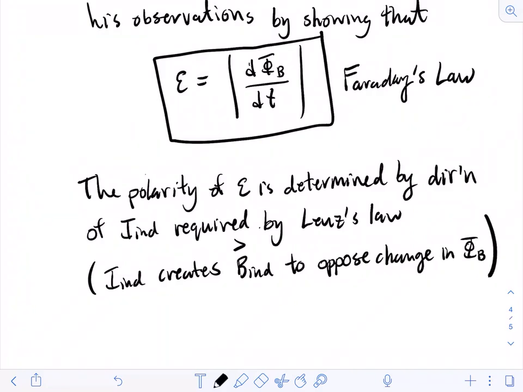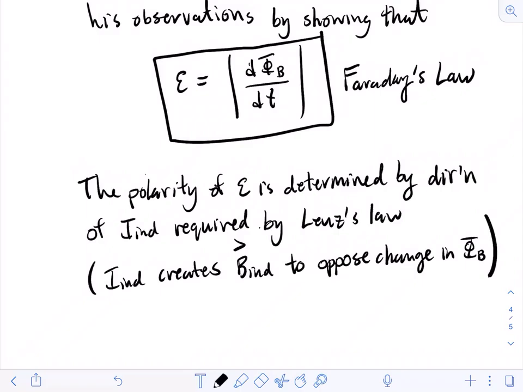So if the flux through the loop was increasing due to some external magnetic field, the induced magnetic field would be in the opposite direction, so as to try to maintain the original flux. If the flux through a loop was decreasing due to some external magnetic field, then the induced field would align with that external field in order to try to sustain the flux that was there.